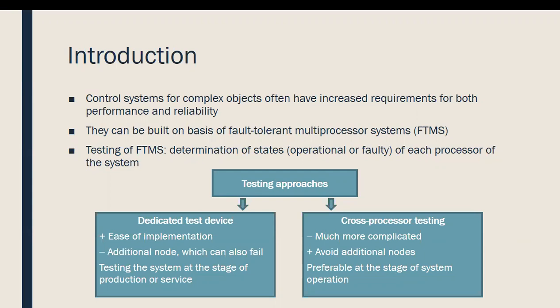One of the fault-tolerant multiprocessor system developers' problems is testing of it. That is, in other words, determination of states, operational or faulty, of each processor of the system. There are two main approaches to testing of such systems. The first approach is based on the usage of a dedicated node used for testing. This approach is relatively easy to implement.